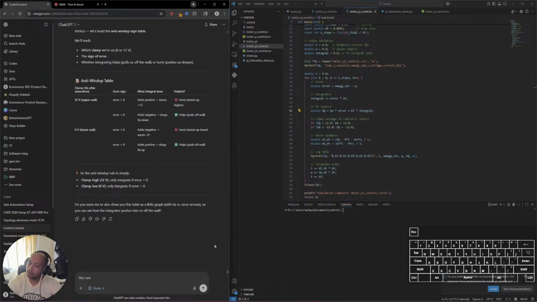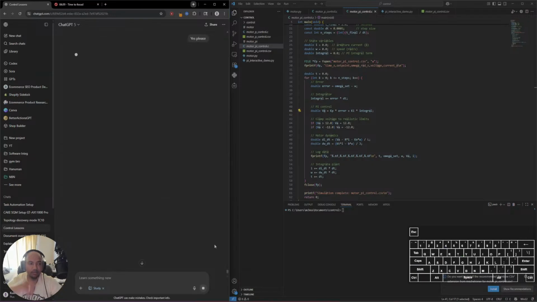Do you want me to also help you show this table as a little graph? Yes, please. Give me all the help I can get, because I am not cooking. I'm not cooking here at all.